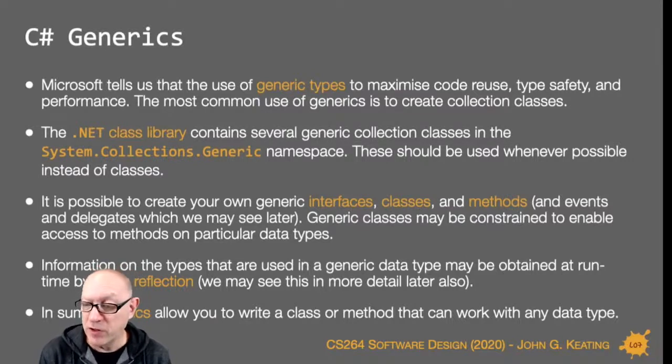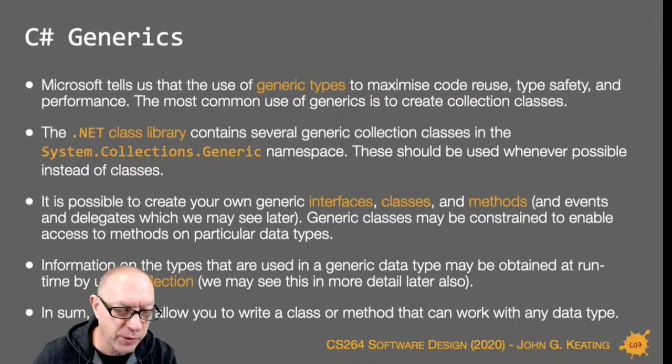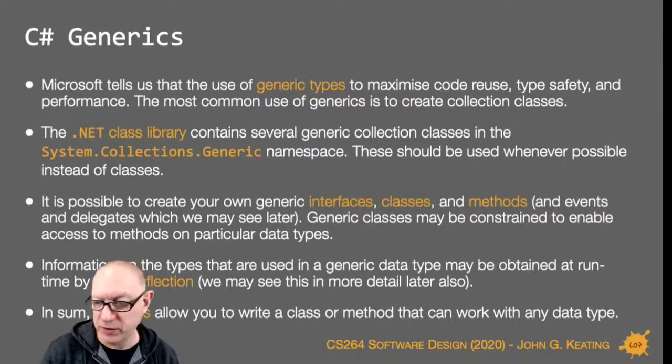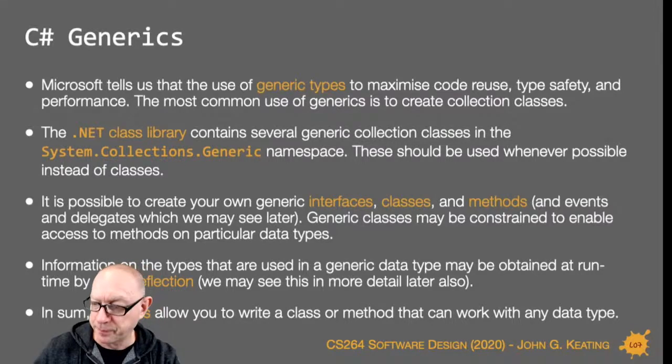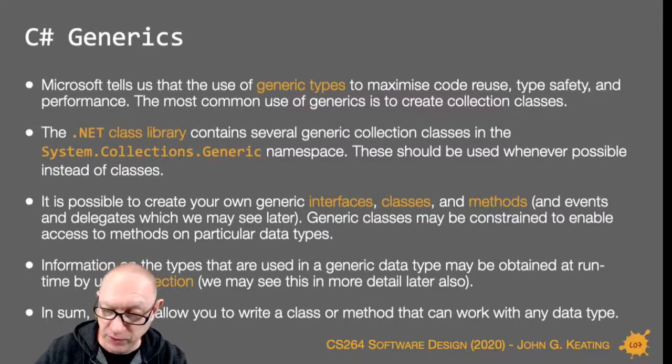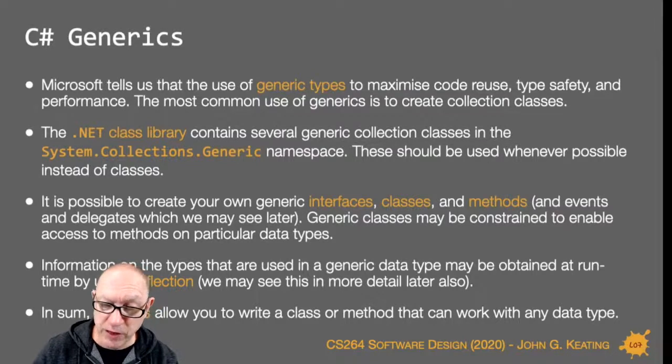So information on the types that are used in a generic data type can be obtained at runtime using reflection. We might see a little bit about this later as well in some detail. It's another advanced concept. I know you may have seen reflection in Java as well, so it's being able to allow an object to examine itself and understand itself. And sometimes you see that in conjunction with serialization and so forth. But again, it's all nice stuff. But in summary, generics allow you to write a class or method that can work with any data type. So that's nice. And I'll give you an example of a swap function a little bit later.